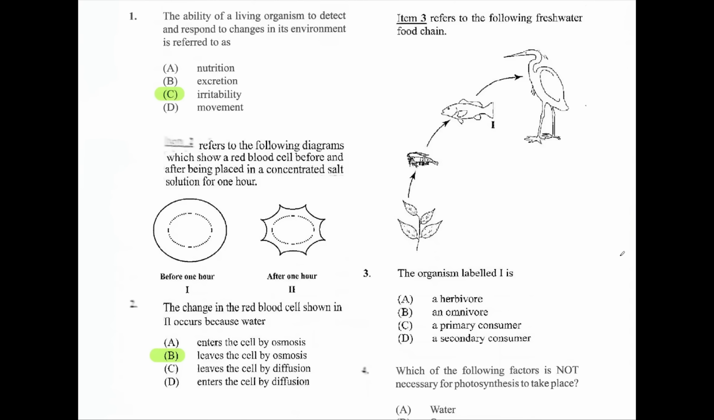Item 3 refers to the following freshwater food chain. The labeled organism, that's this label here, Roman numeral 1, is what you have to identify the level of. This is the herbivore, it's the second trophic level. The tertiary or the third trophic level is a secondary consumer.